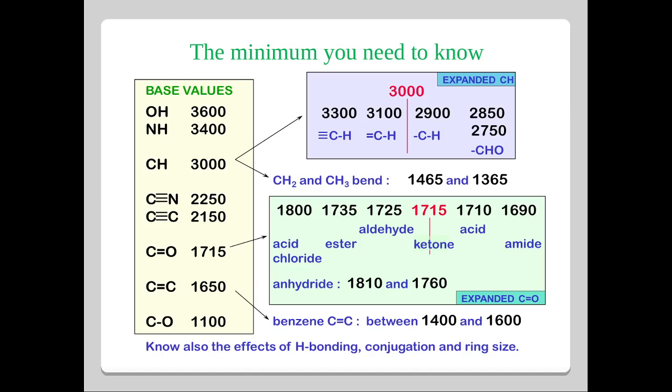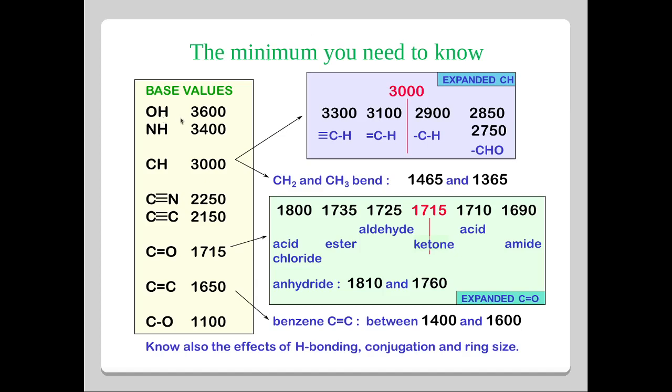Okay, then right now coming to the values, you need to see the trend of the values. You need to at least remember these values and see. You need to have logic of where to find these values. Okay, so we start with the function groups that show vibrations at a higher frequency, such as OH.